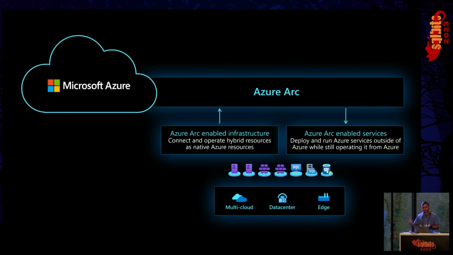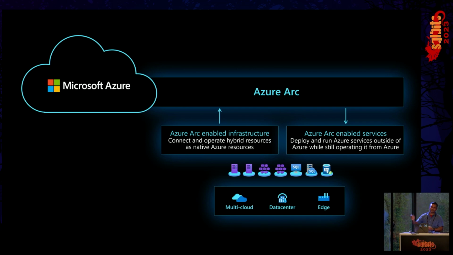We have two primary categories of offerings. First one is Arc-enabled infrastructure and Arc-enabled services. There's different benefits and different value propositions in each. We'll go into that in detail. What we will cover today is the infrastructure part of it, the Arc-enabled infrastructure. You can think of Arc-enabled infrastructure as equivalent to the IaaS, infrastructure as a service pattern. And you can think of Arc-enabled services as a PaaS, platform as a service type of pattern.